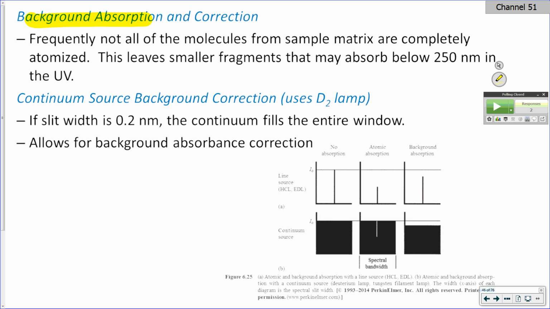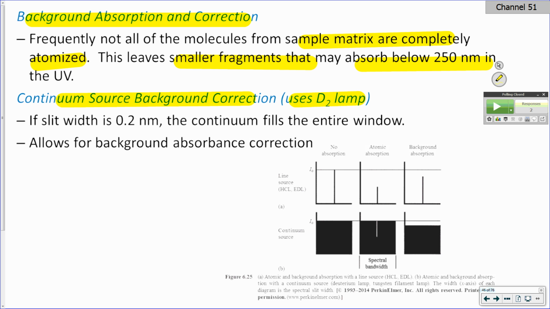So background absorptions are a major problem because not all of the samples in the sample matrix are completely atomized. And if we have molecular species that leave small fragments, they can absorb and emit below 250 nanometers. One of the ways that we can correct for this is called continuum source background correction, and it uses a deuterium lamp. Both of the instruments that we have next door have this correction in them.